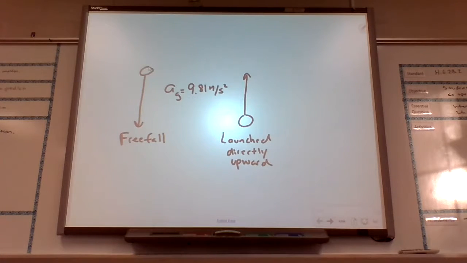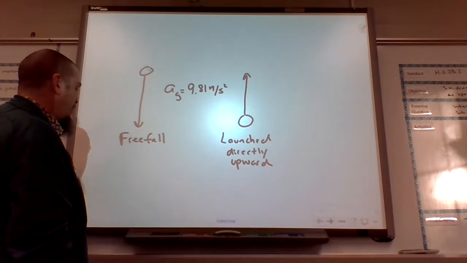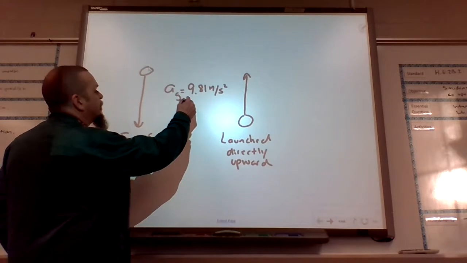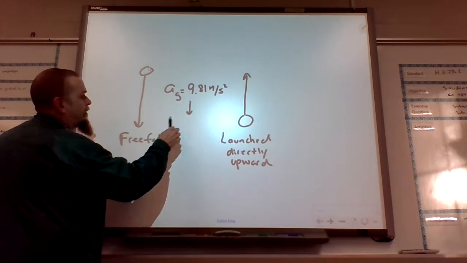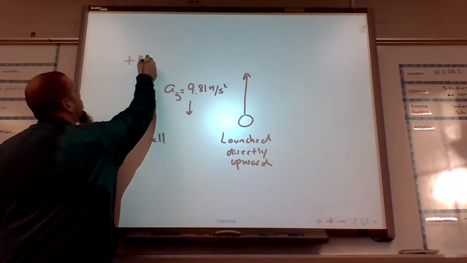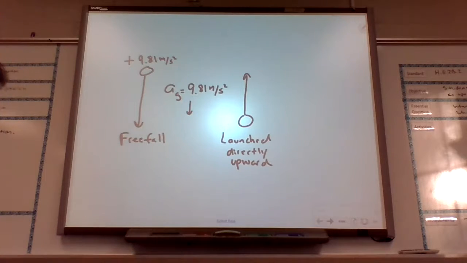So one way we can apply this is to think about the object in free fall. The object is moving downward. Acceleration due to gravity always works downward towards the Earth. The motion of the object and the direction of the acceleration are the same. This would be positive acceleration, 9.81 meters per second squared. Again, the positive sign indicating that the direction of the acceleration is the same as the motion of the object. It's the same way we treat it in horizontal motion.